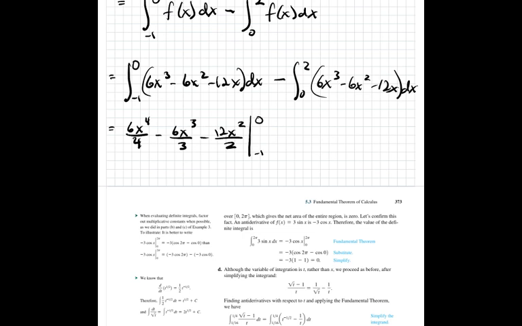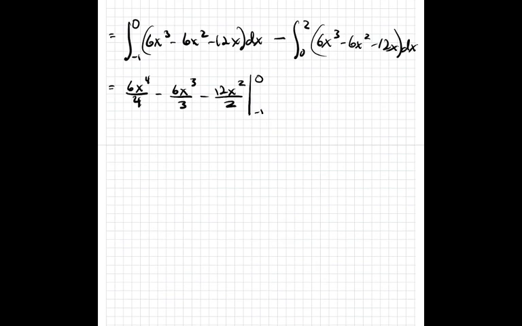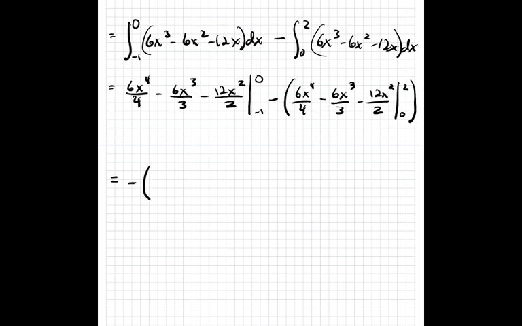Let me add a page. Okay. Then we're going to say minus that same thing: 6x to the 4 over 4, 6x cubed over 3, 12x squared over 2, but this one goes from 0 to 2. Okay, so we keep going. When x is 0, all those terms are gone. We're going to say minus when x is -1. That's going to become positive there. So that finishes as 3 over 2. The double negative is positive there.